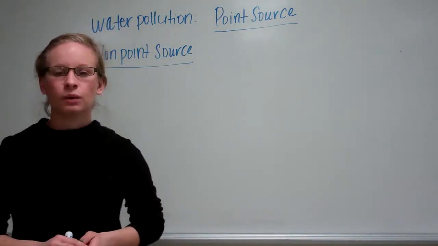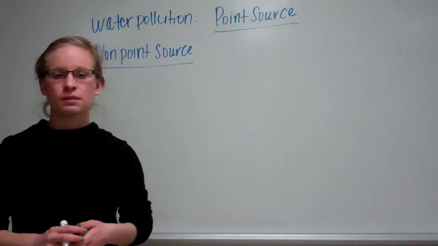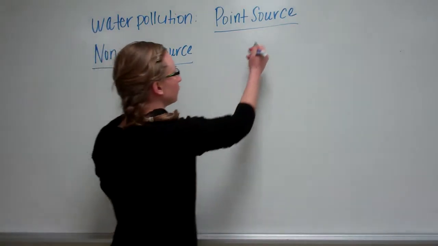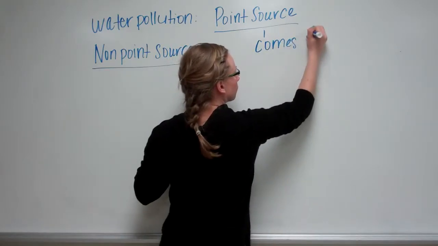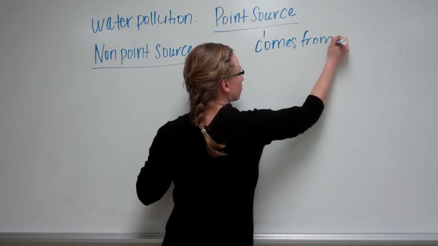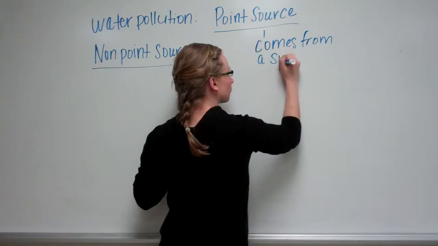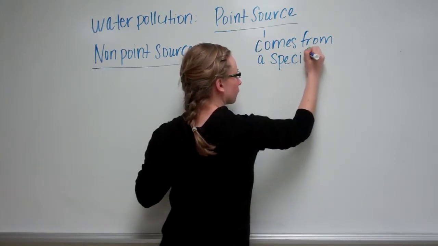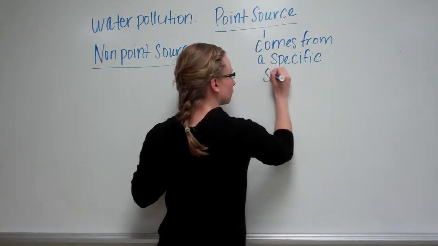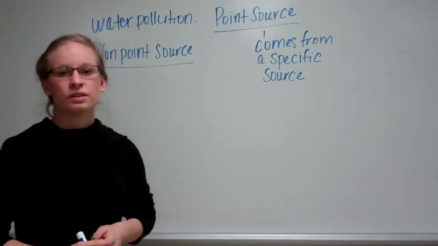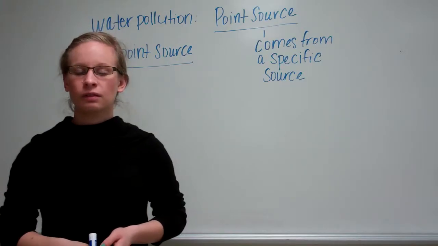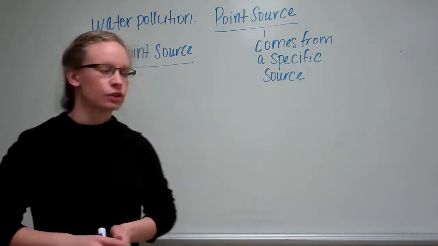Point source is when we know where it comes from. It comes from a specific source. An example of a point source pollution would be coming from a pipe in an industrial factory.